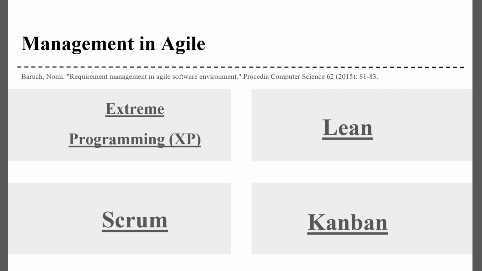Now, entering the management of requirements in Agile, we are going to use as a guide the paper titled Requirement Management in Agile Software Environment, which is referenced in the slides. This paper talks about how this management is used by the different methodologies we presented before.